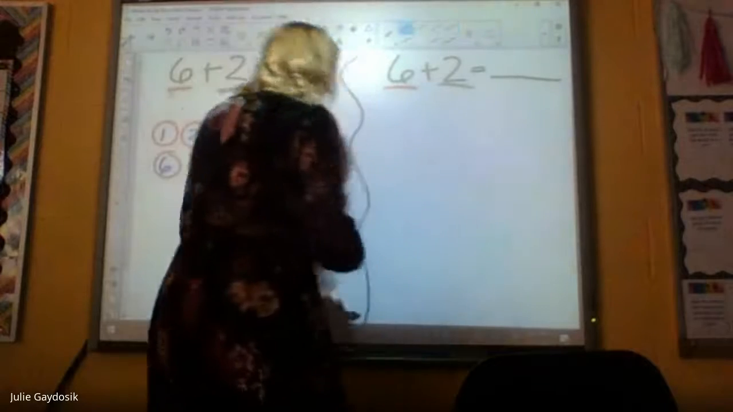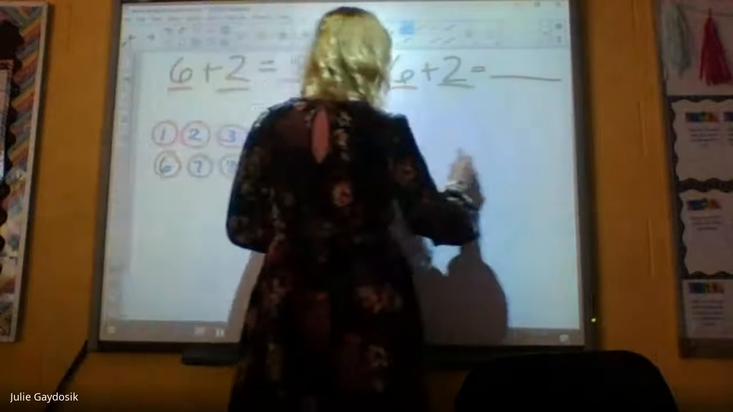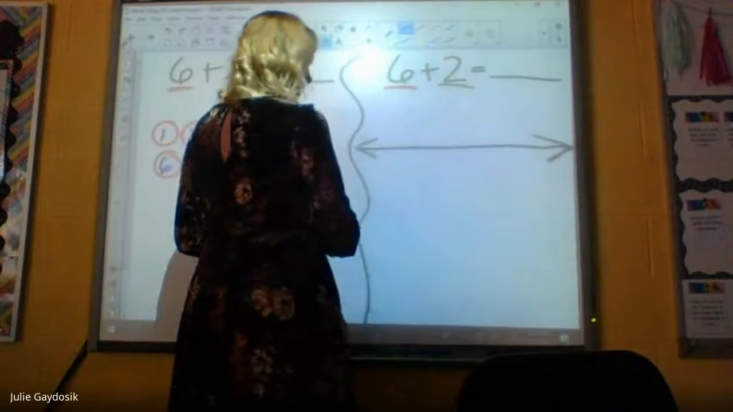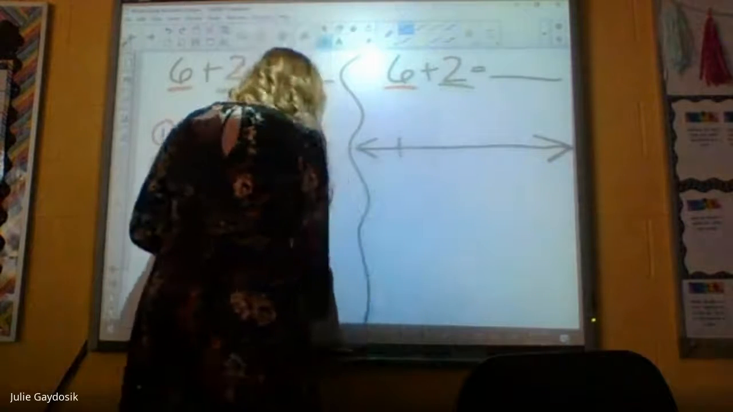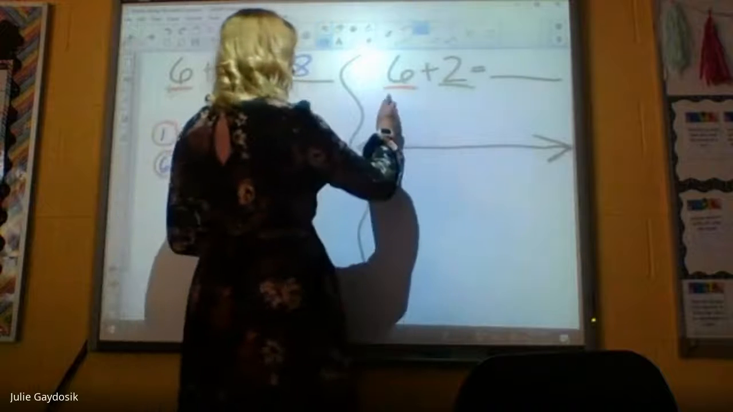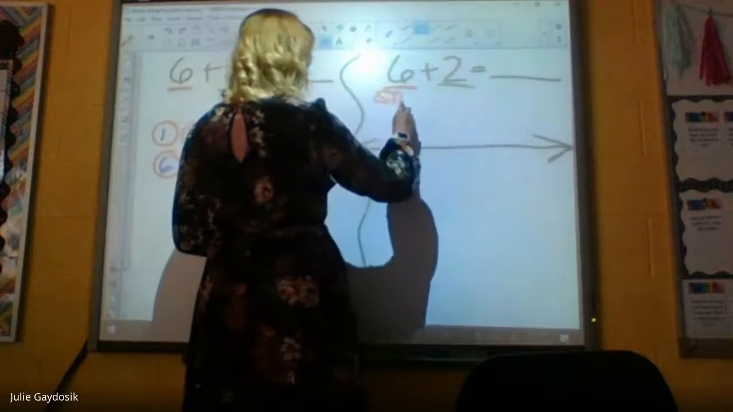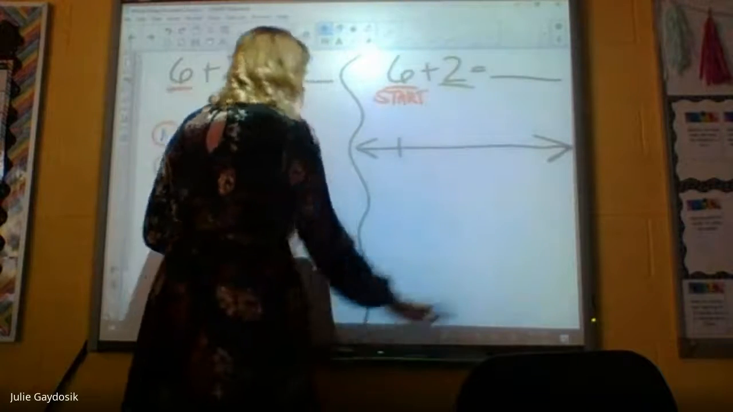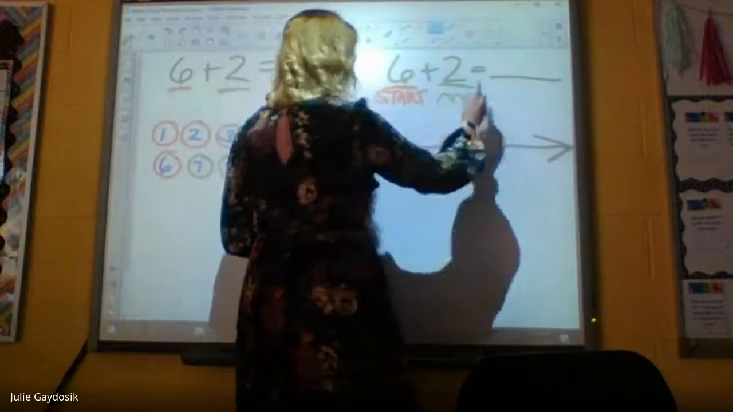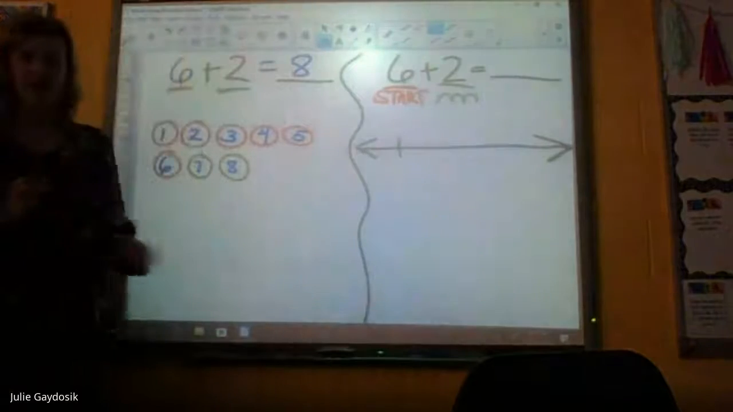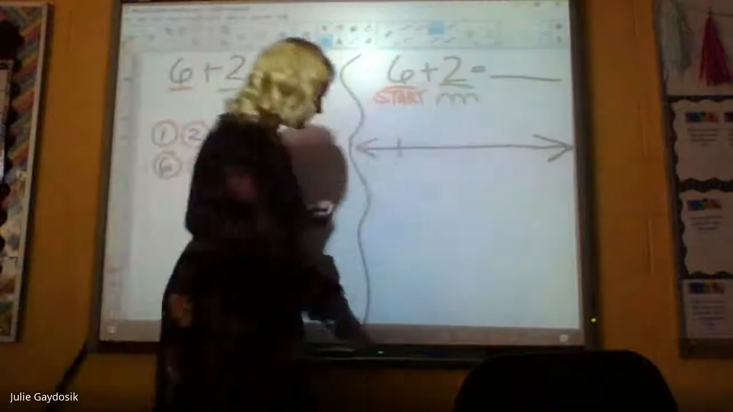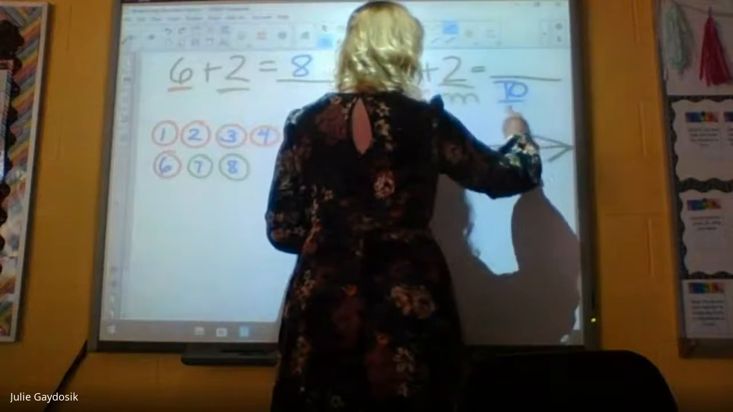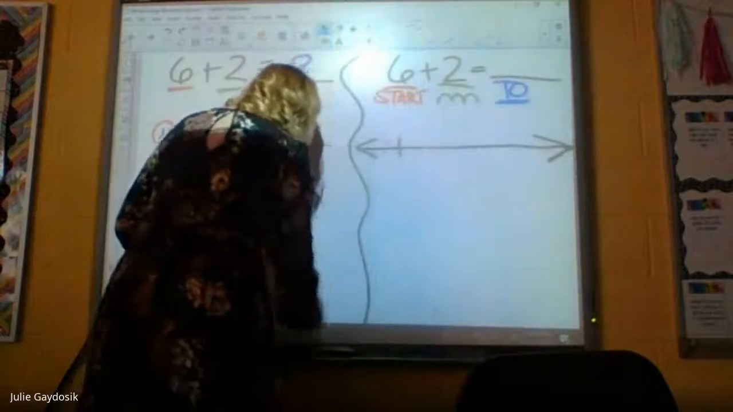Now, you're going to draw that open number line. You should be doing this in your notebook, just like I am. So remember, for an open number line, this first number is where you start. The second number is the hops you are doing. Remember, this is where you start. These are the hops you're doing. And this is where you want to get to. This is where you want to end up, right?